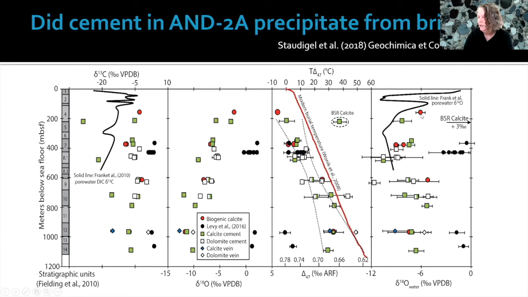The fourth plot shows a calculation of the composition of the water from which these cements formed. And the solid line here is the measured data from the Andril core. Considering that the pore water has been sitting there for a long time and the cements probably formed some time ago, it's possible that the pore water composition has changed a little bit, but there's a pretty good correspondence here. And we think that this shows that yes, the brine is responsible for precipitating all of this cement.